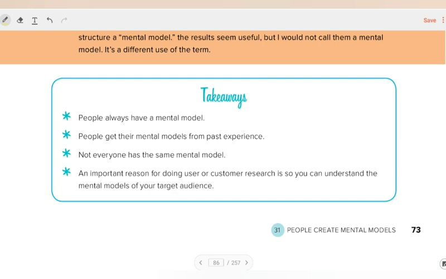Key takeaways: people always have a mental model. People get their mental models from past experience. Not everyone has the same mental model. An important reason for doing user or customer research is so that you can understand mental models of your target audience.